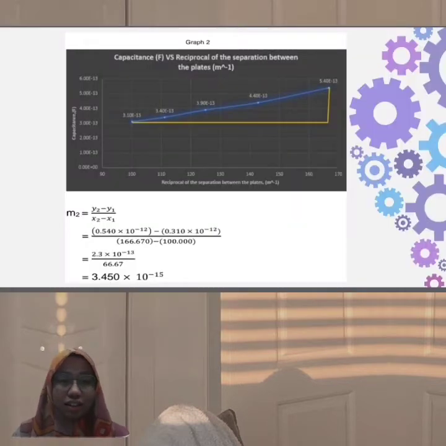Next is the analysis data for table 2. We need to plot the graph of capacitance against the reciprocal of the separation between the two plates, and the result is directly proportional too. After that, we need to find the slope of the graph by using the formula, and the slope for graph 2 is 3.450 multiplied by 10 to the power of negative 15.